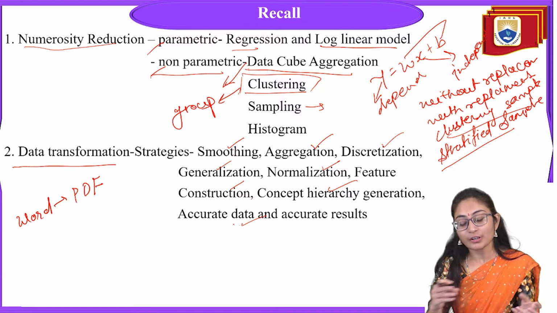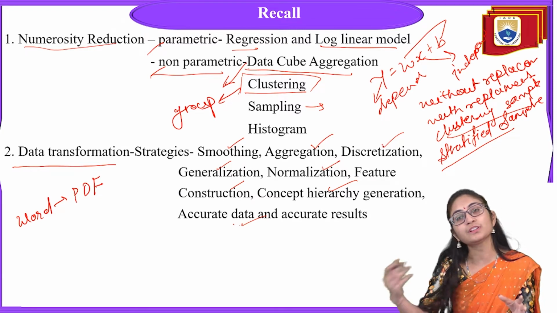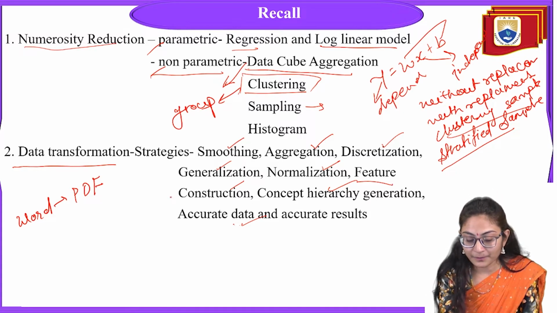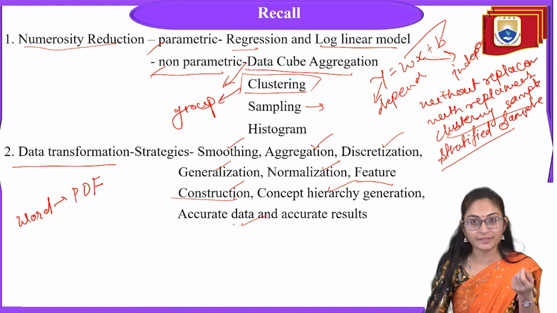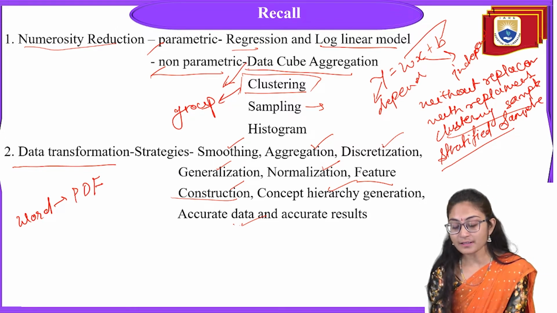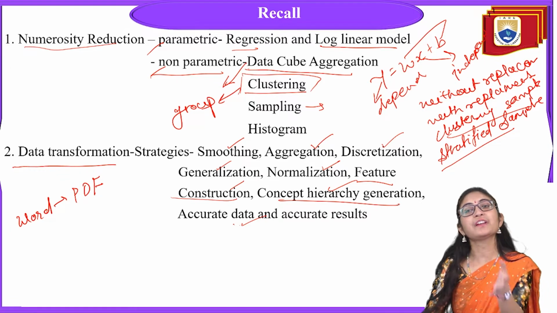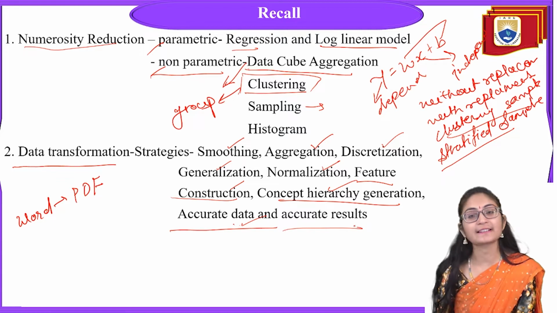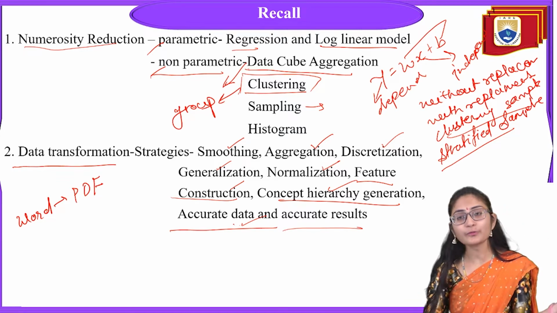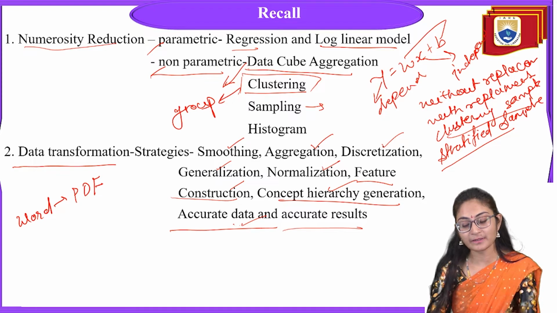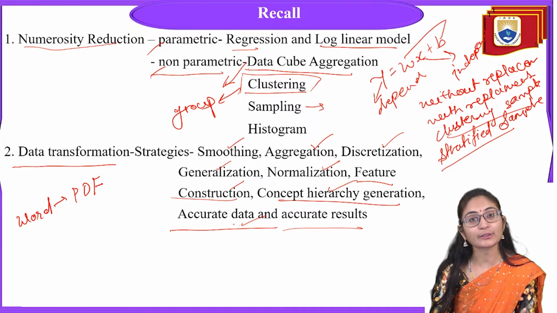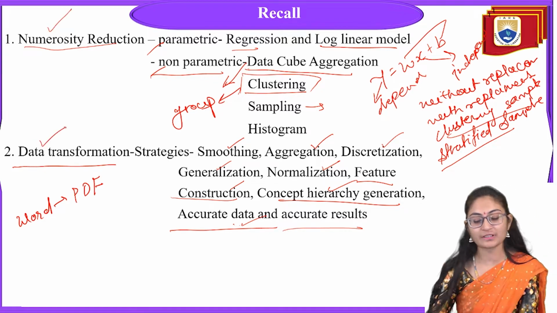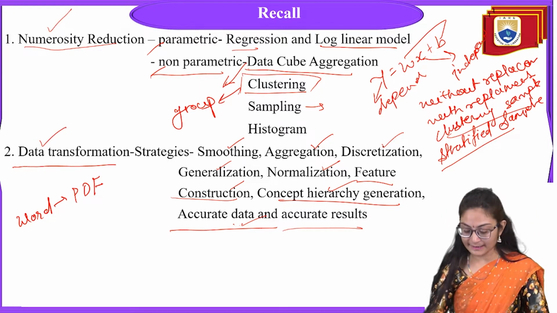Then normalization, you are converting variables into a smaller format. In feature construction, you will find new features which are very useful for users. In concept hierarchy generation, you keep the attributes in the form of a hierarchy. And then accurate data and accurate results: after transformation and applying all the methods, you will get accurate data and accurate results. This is all about numerosity reduction and data transformation, which we covered in the last session.